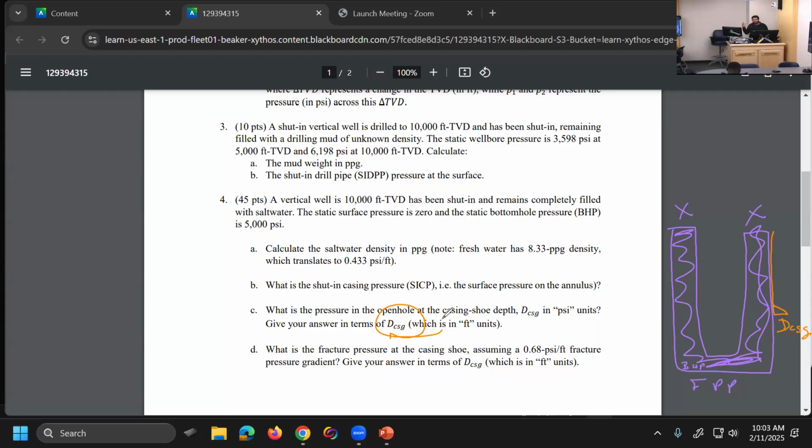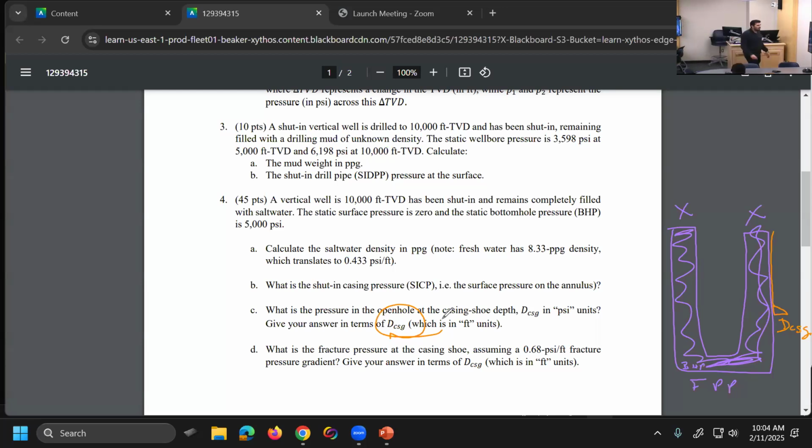Now, when I say assume that DCSG is in feet units, it's because I want you to use that 0.052. Okay, that 0.052 has density in ppg, true vertical depth in feet. So DCSG is like a true vertical depth. That's why I want you to use that number. That's why I'm giving you that hint.